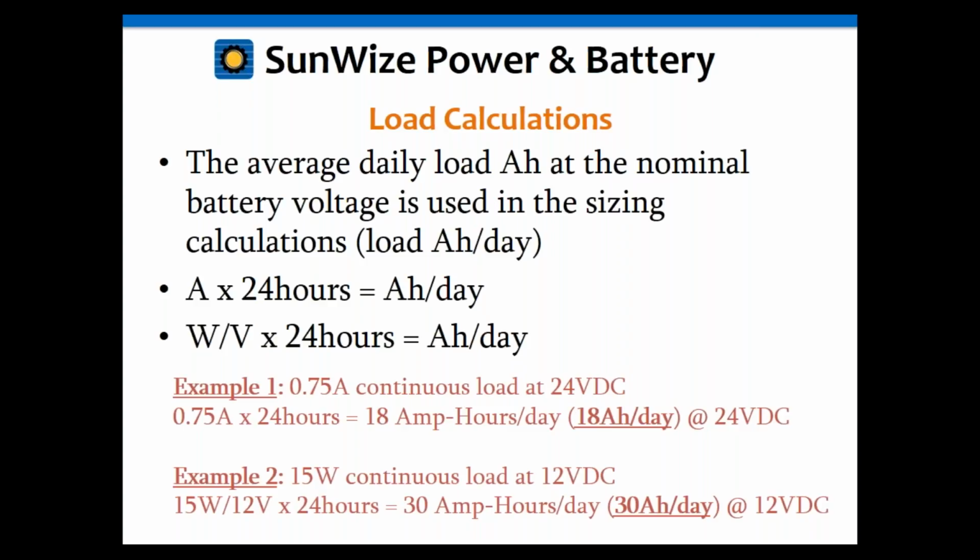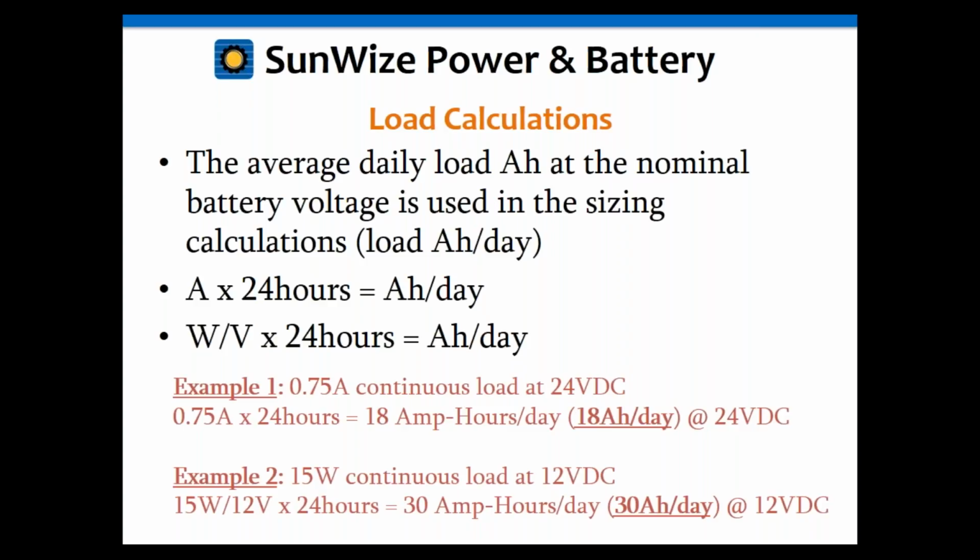Okay, so in this example, we have a couple of examples here. We have a 3/4 of an amp load, so 0.75 amp. It's continuous, 24 hours a day, and it's at 24 volts. So we're going to multiply that 0.75 by the 24 hours. We're going to get 18 amp hours a day. And again, that is at 24 volts, so the system voltage we would use would be 24 volts.